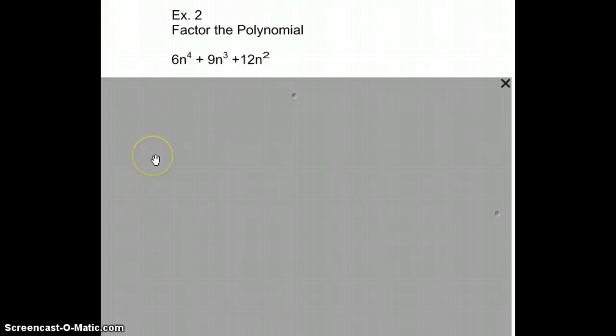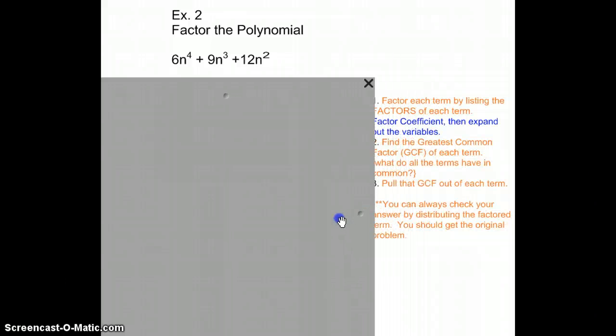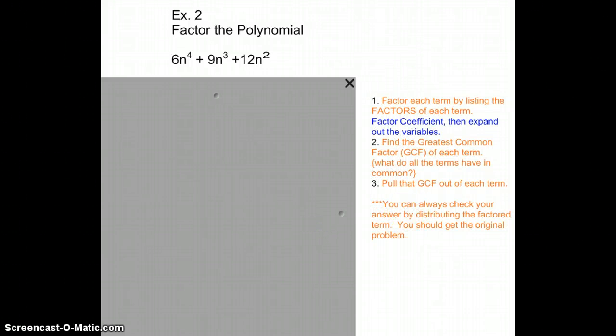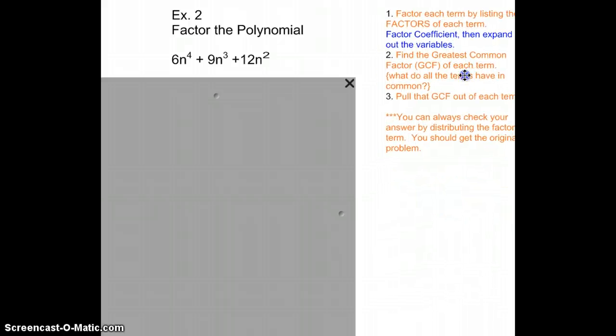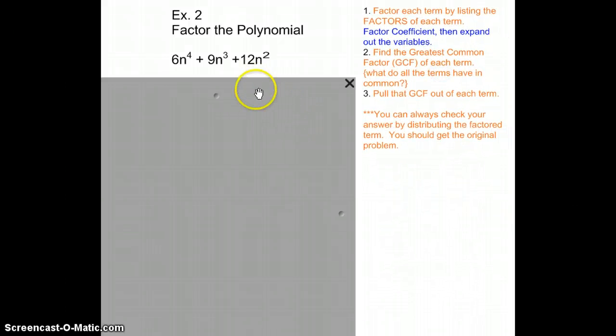Okay, so 6n to the fourth plus 9n cubed plus 12n squared. Okay, again, if we slide here, here's our rules again, copied down from the previous page. Let's start factoring out each term.